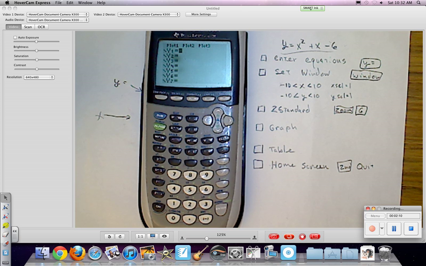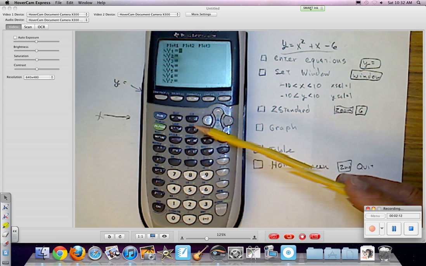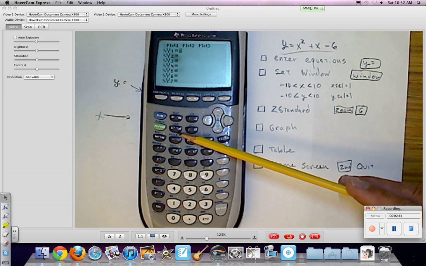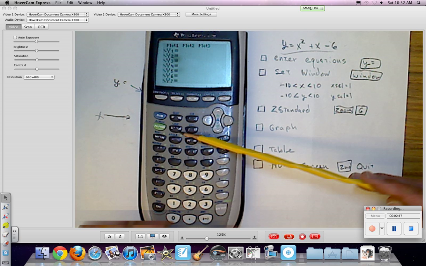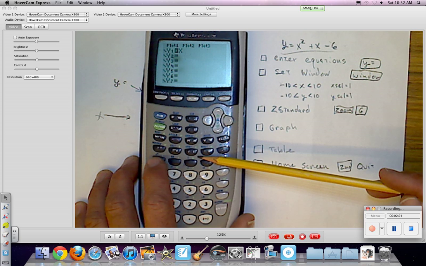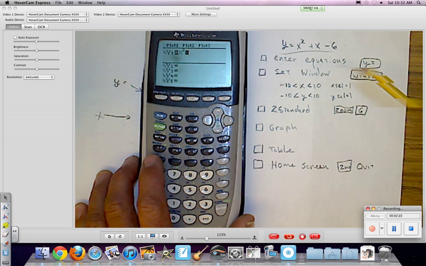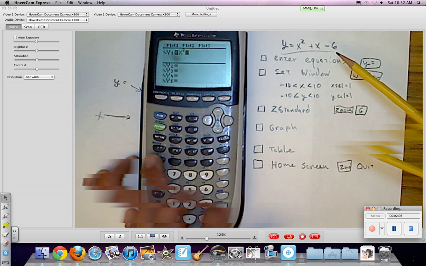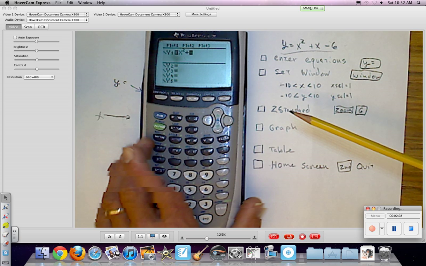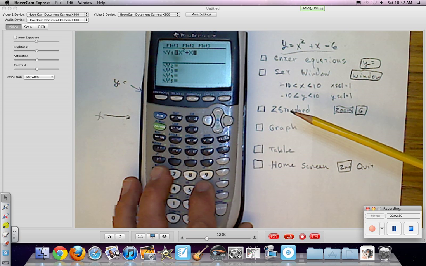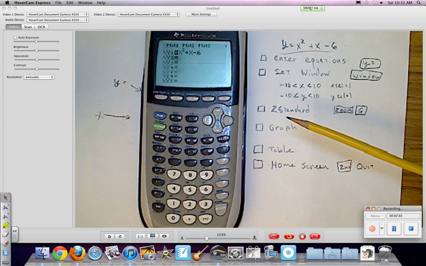Now, in order to enter your function in there, you have to hit the x key, which is the variable key. You'll see on it, it says x, t, theta, and n. So you're going to say x. And then you can hit this squared button, and we're just going to enter this equation right here: x squared plus x minus 6. And then you hit enter.